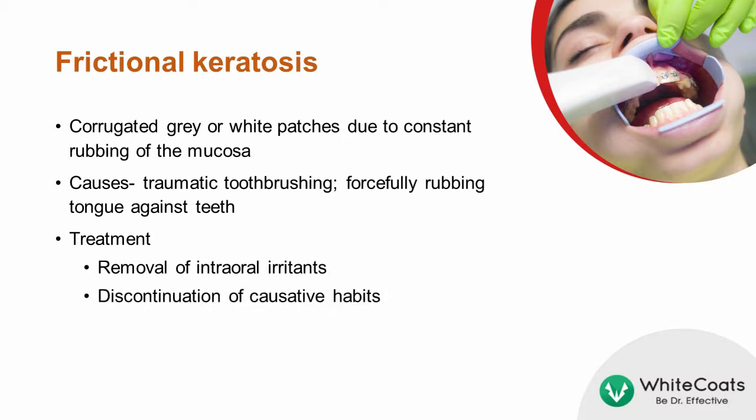Frictional keratosis presents as corrugated gray or white patches due to constant rubbing of the mucosa, due to traumatic toothbrushing or forcefully rubbing the tongue against teeth. The treatment includes removal of intraoral irritants and discontinuation of the causative habits.